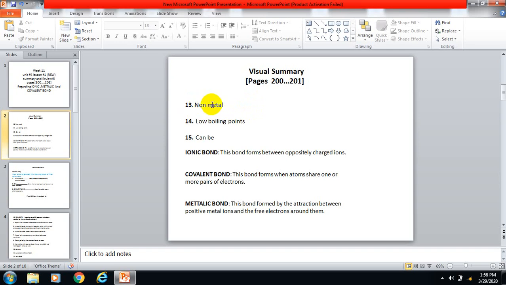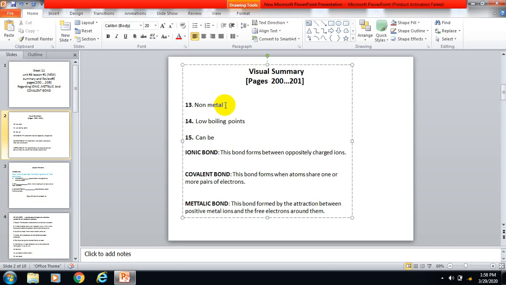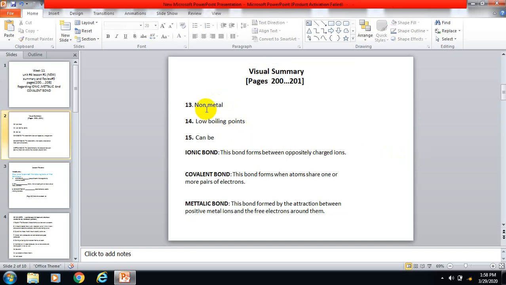The question is, ionic bonds usually form between a positively charged metal ion and a negatively charged what? Non-metal ion. So you will have to encircle what for the 13th option? Non-metal. Remember, this is page number 200.